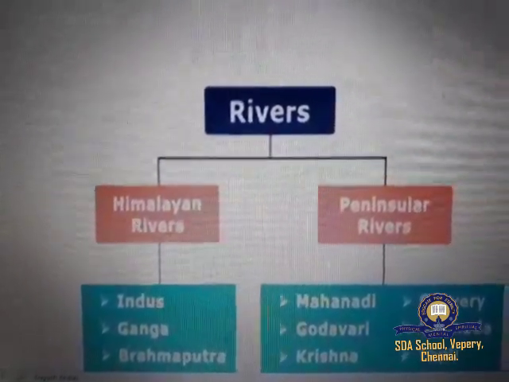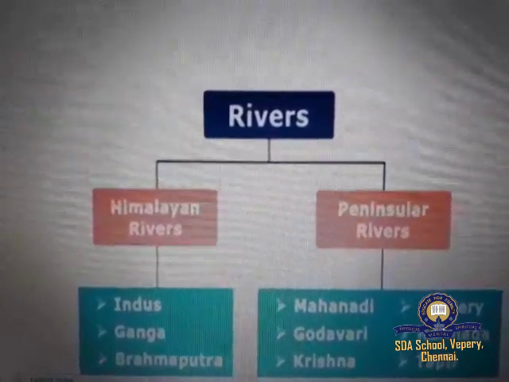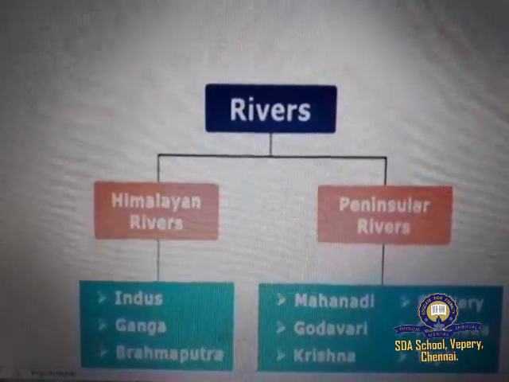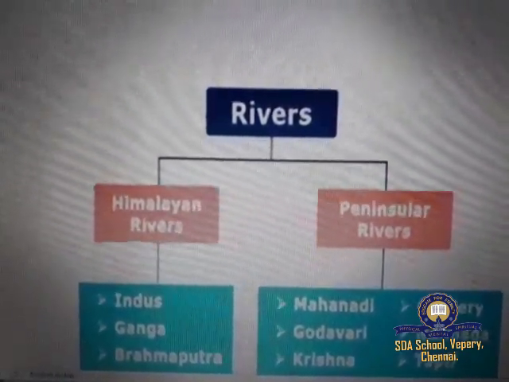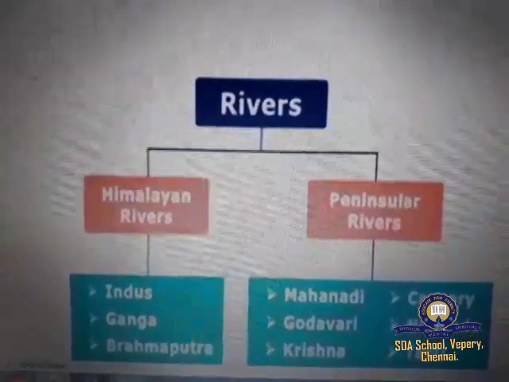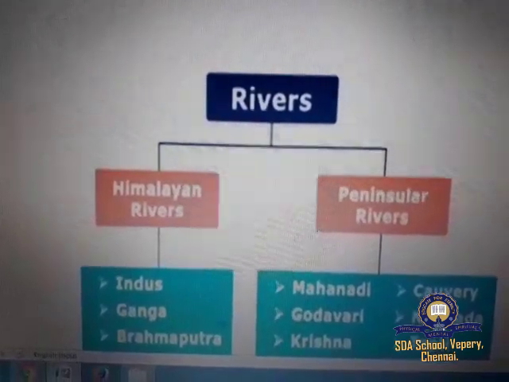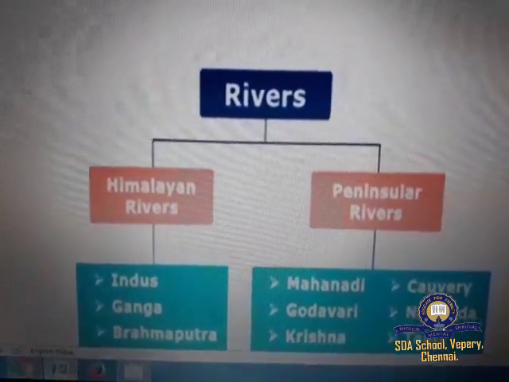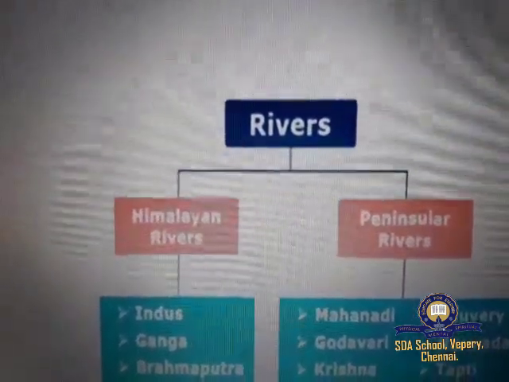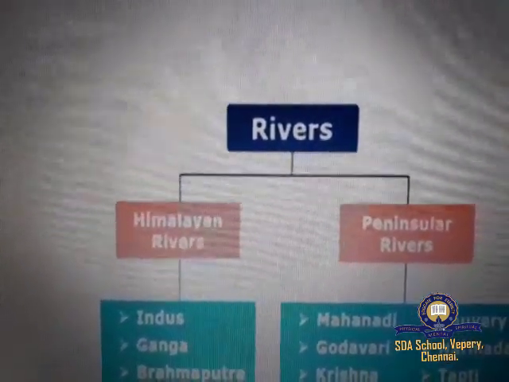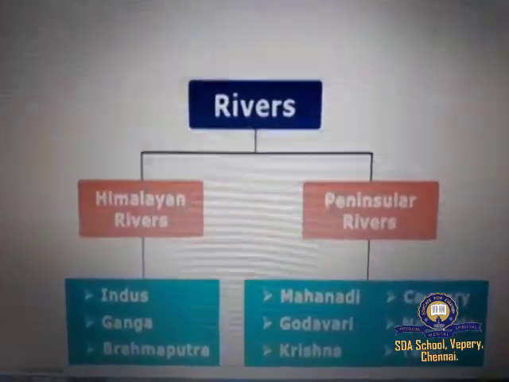Himalayan rivers. These rivers are found in North India and originate from the Himalayas, so they are also called Himalayan rivers. These are perennial rivers. Himalayan rivers are divided into Indus, Ganga, Brahmaputra. Peninsular rivers are divided into Mahanadi, Godavari, Krishna, Kaveri, Narmada, Tapti.